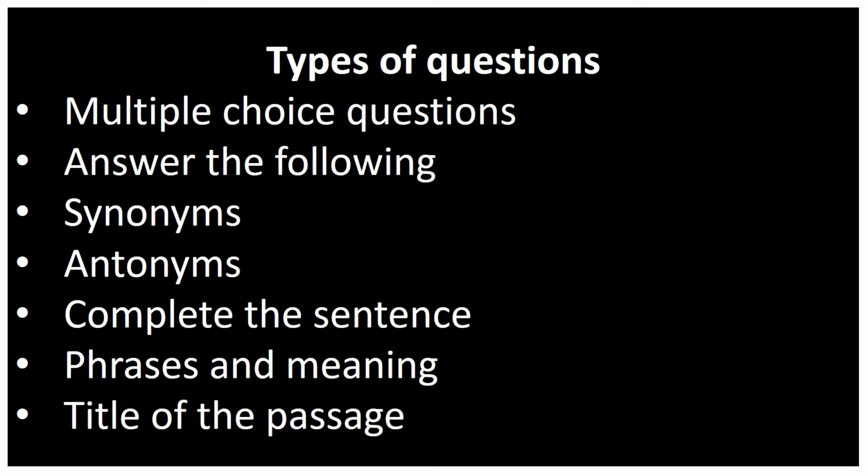Next is synonym. Any word is given to you, and you need to find the synonym of that word in your passage. Then antonyms. Then complete the sentence. An incomplete sentence is given and you need to complete it, which is quite easy for you, and I hope you are able to do these questions. Then phrases and meaning. Phrases are given to you, and you need to write down the meaning of that phrase.